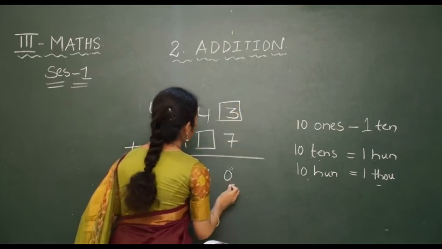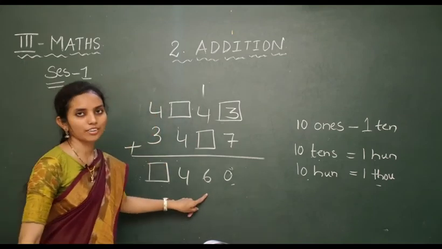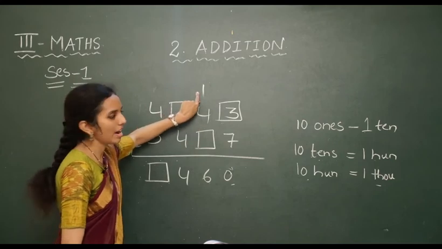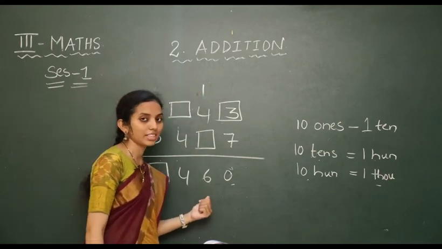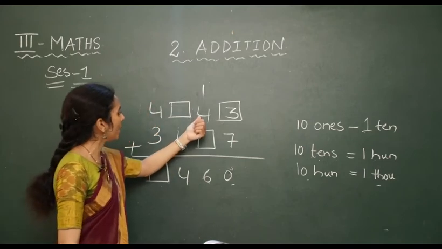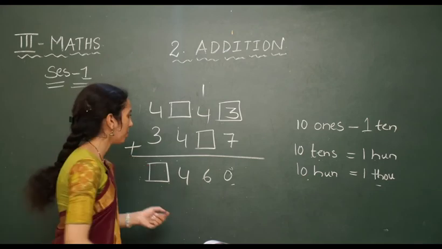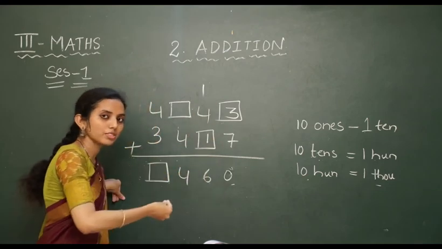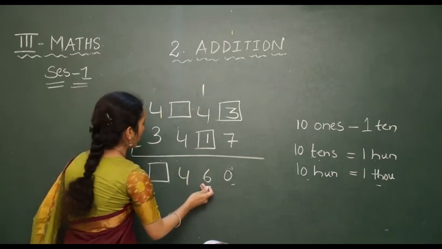3 plus 7 is 10 and 1 is carried here. The result is already given here, 6, but we already have 4 and 1. So what makes 6 after adding 4 plus 1 is 5. So what is the missing number? The missing number is 1, because 4 plus 1 is 5 and 5 plus 1 is 6. That is the desired result. So this is okay.